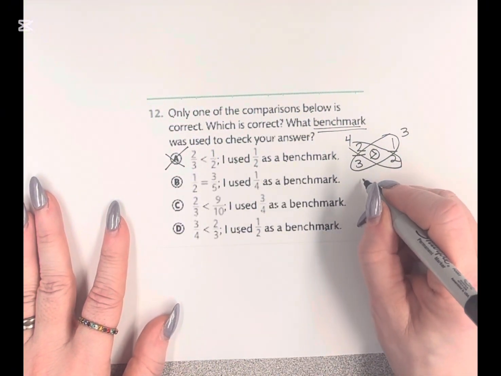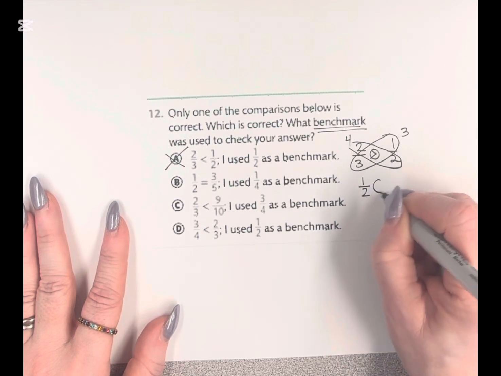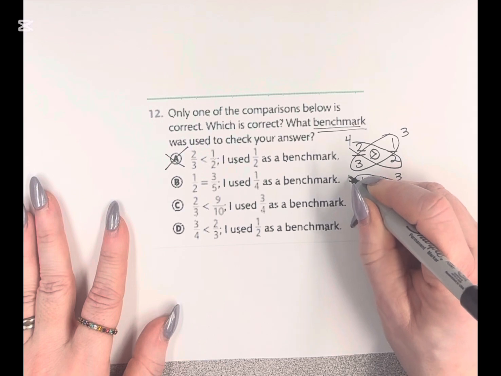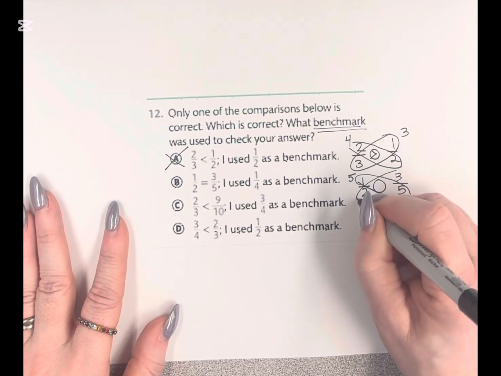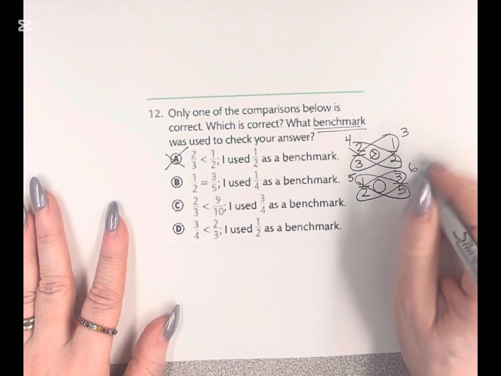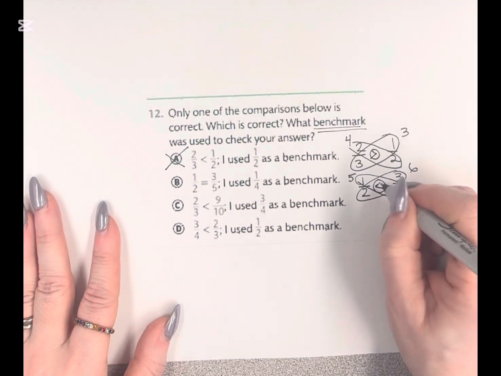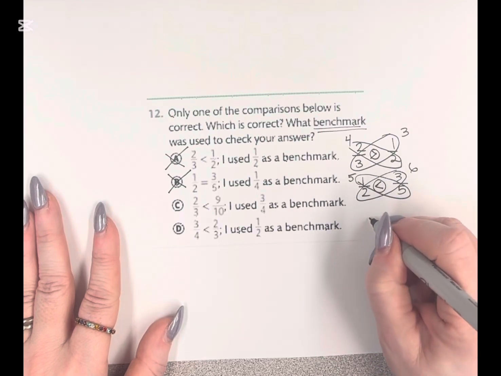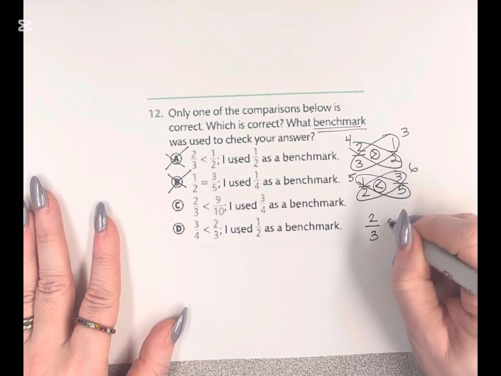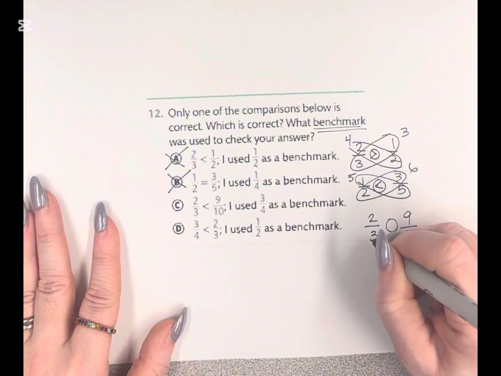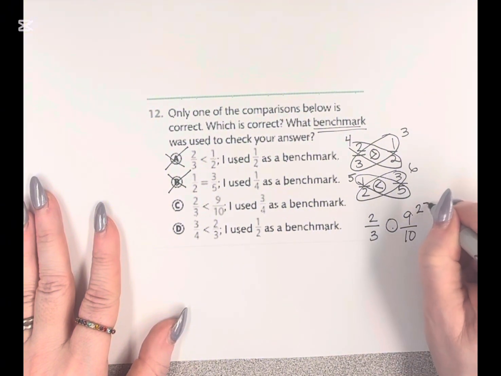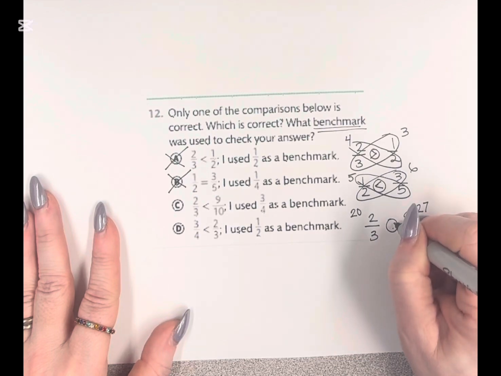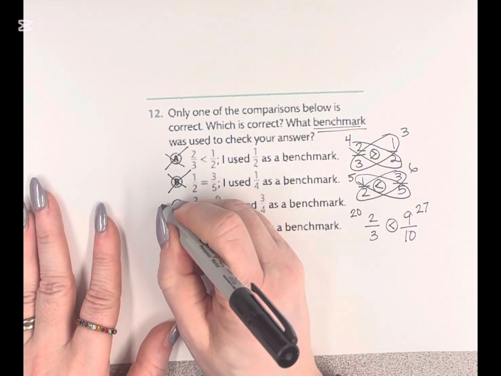1/2 is equal to 3/5. Let's see if that's correct. Okay, 5 times 1 is 5. 2 times 3 is 6. 1/2 is actually less than 3/5. So that is incorrect. 2/3 is less than 9/10. Let's give it a try. 3 times 9 is 27. 10 times 2 is 20. So 9/10 is greater than 2/3. So let's put a dot there.